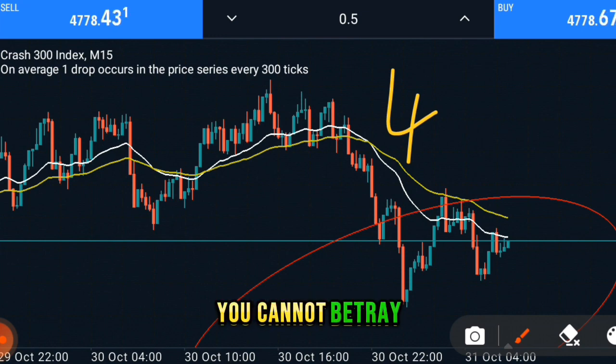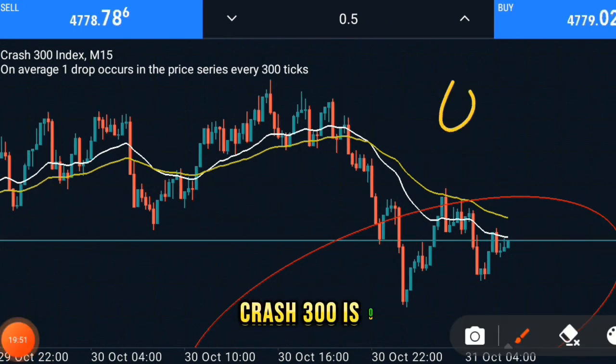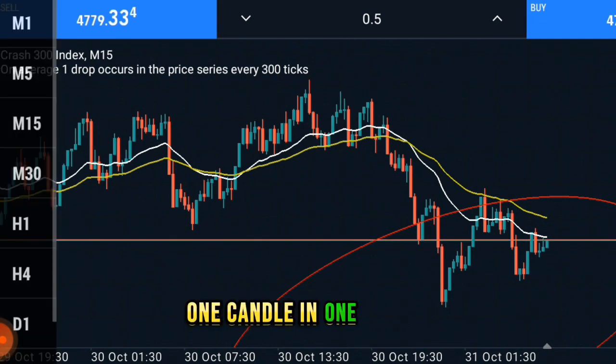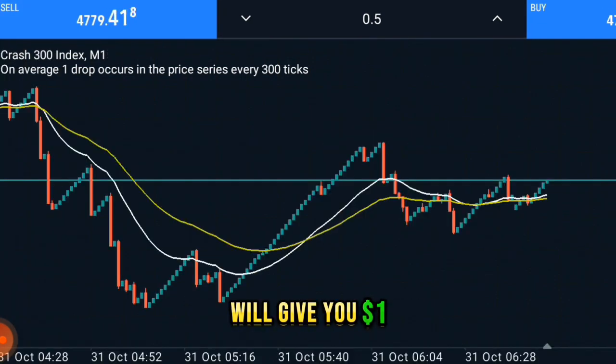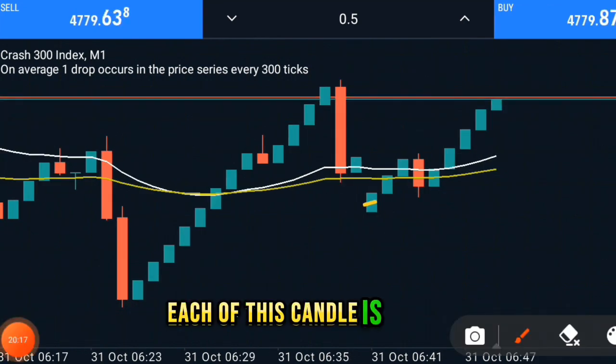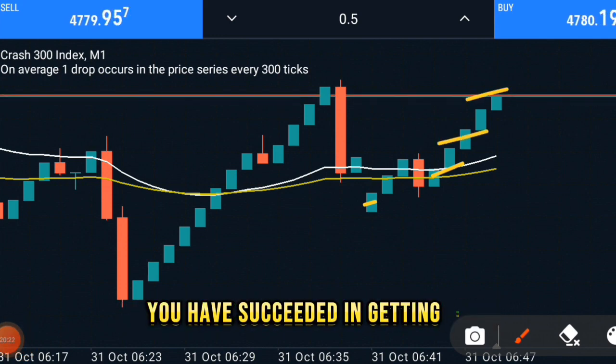You cannot be like this is crash 300. The lowest loss size for crash 300 is 0.50. This is the lowest loss size, which means that, do you know that one candle in 1 minute will give you $1? So as you are seeing all this candle you are seeing here, each of this candle is $1. So if you scalp 5 candles successfully, you have succeeded in getting $5.